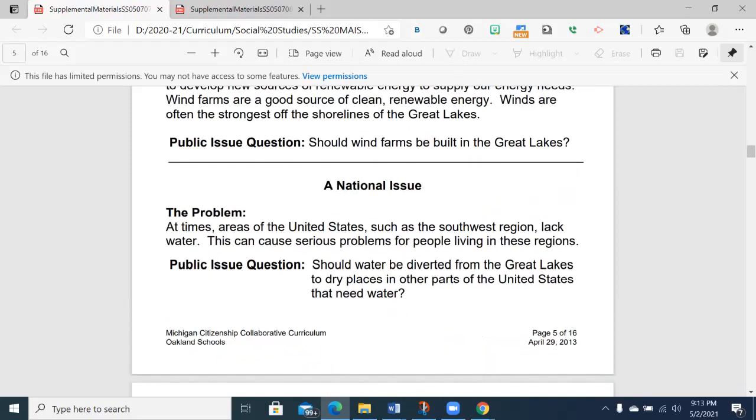And then sometimes an issue is a national issue. At times, areas of the United States, such as the Southwest region, lack water. This can cause serious problems for people living in these regions. And that public issue question, which was based on a real suggestion, is should water be diverted from the Great Lakes to dry places in other parts of the United States that need water?